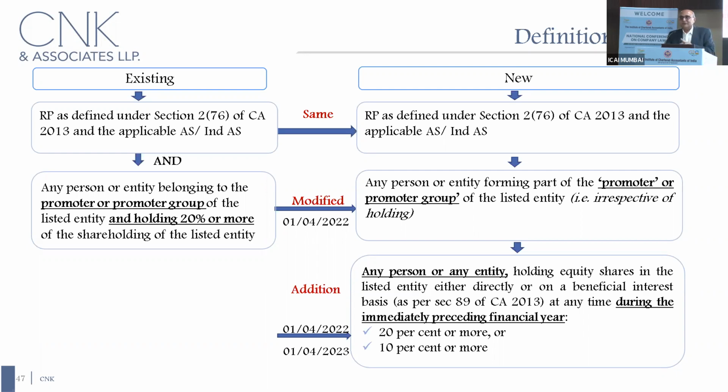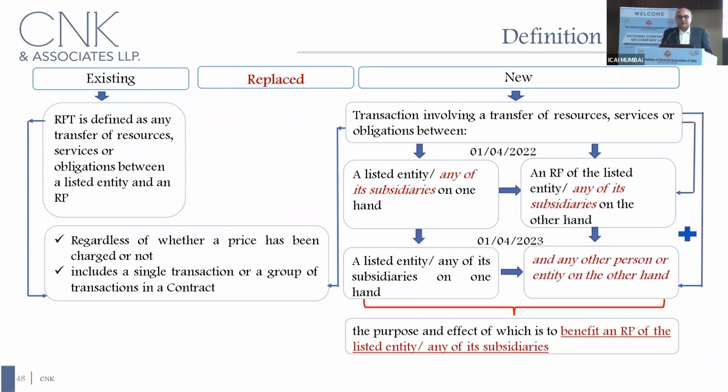Now that person will automatically become a related party, because his investment, if it was more than 20% up to March 23, and after March 23, if it crosses that 10% threshold, you automatically become a related party. You may not have any transactions, but even if you have paid dividend to that person, that also can become a related party transaction. So SEBI is going all the way, frankly, to get disclosures on related parties.